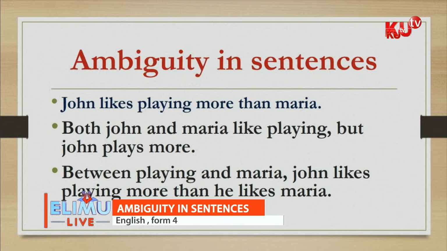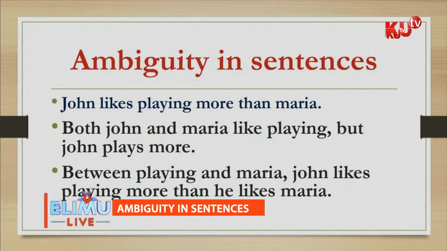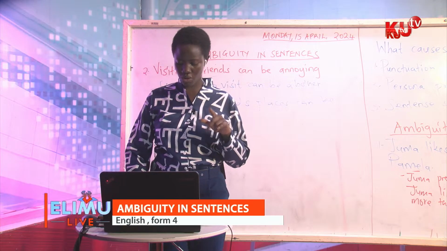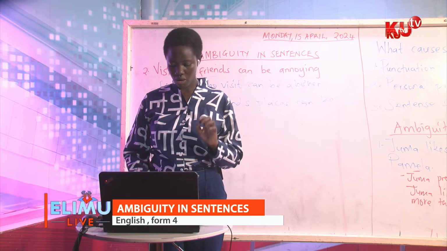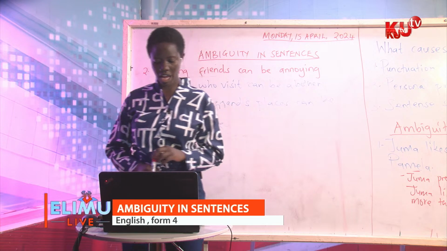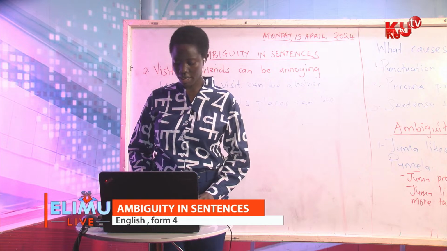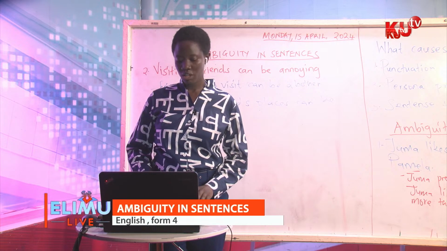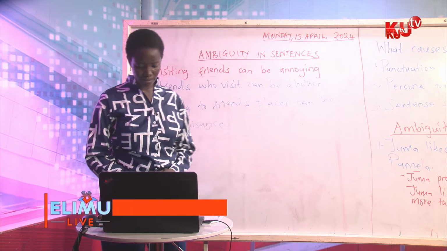And the second meaning, we have one person who is John, and we have two things here. We have playing and we have Maria. So between playing and Maria, John likes playing more than he likes Maria. So that is our third sentence.